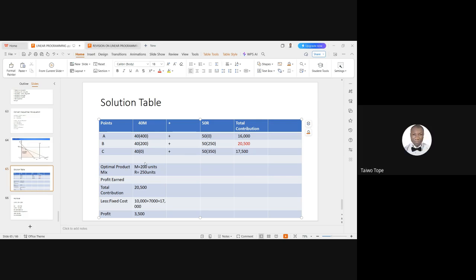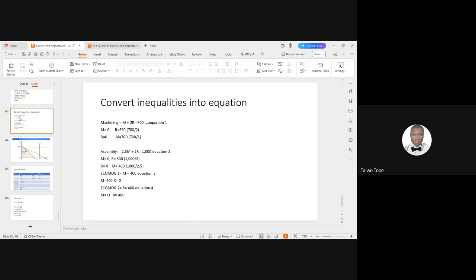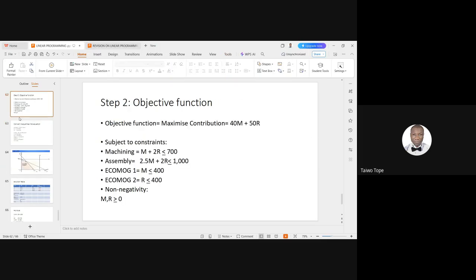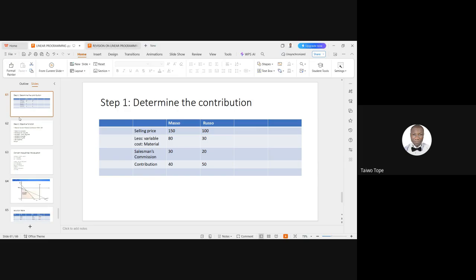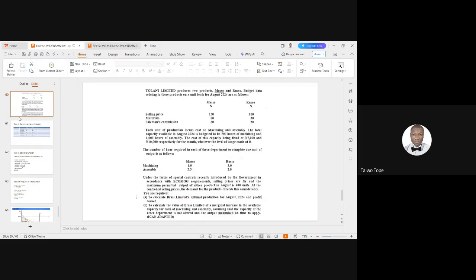Yes, very quickly, we need to round up now. Where I want us to drive to as far as this question is concerned is the concept of shadow price. You can be asked questions theoretically on it. Another word for shadow price is dual price. The big part of the question says to calculate the value of brass limited of a marginal increase in the available capacity for each of machining and assembling, assuming that the capacity of the other department is not altered and the output is maximized.